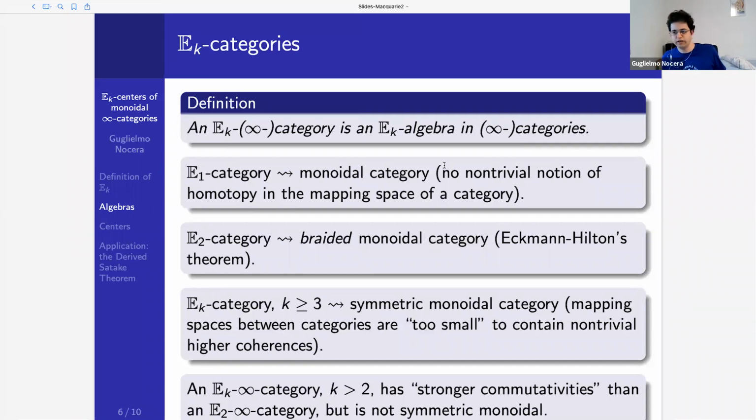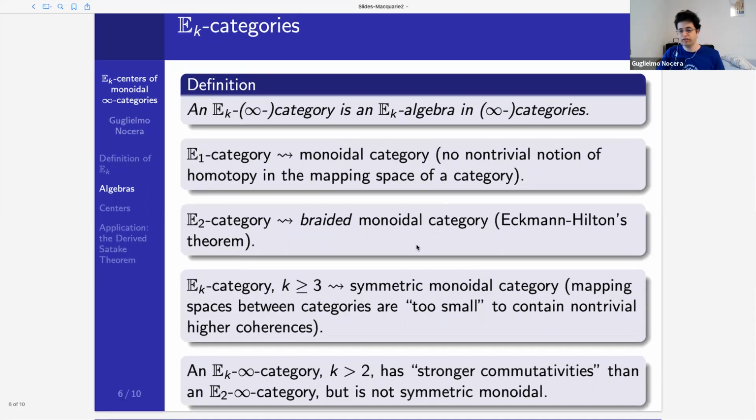Why? Well, an E1 category should be a category with an operation, and this operation should be associative up to homotopy. But in categories, if you look at the mapping spaces, at the Hom sets in a category, these are sets. There is no non-discrete homotopy notion there. So the associativity is strict. And this is actually a traditional monoidal category. An E2 category is a braided monoidal category. So you have additional structure. You have braidings, that is isomorphisms between A tensor B and B tensor A for every A and B. This is not a symmetric monoidal structure in general.